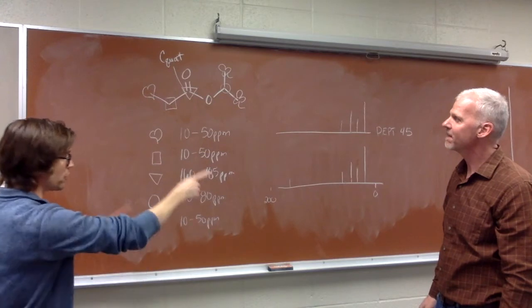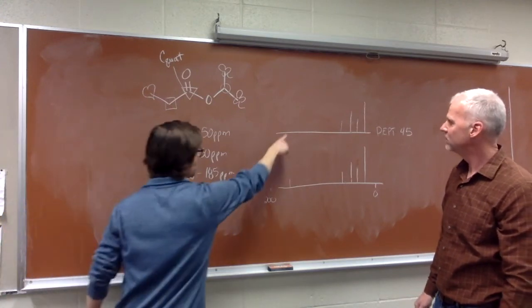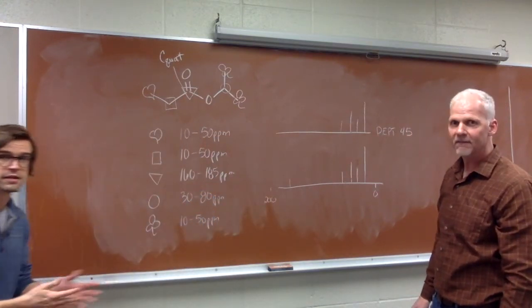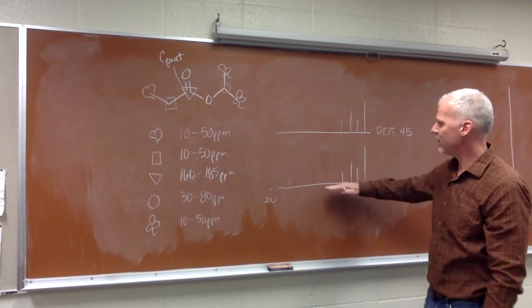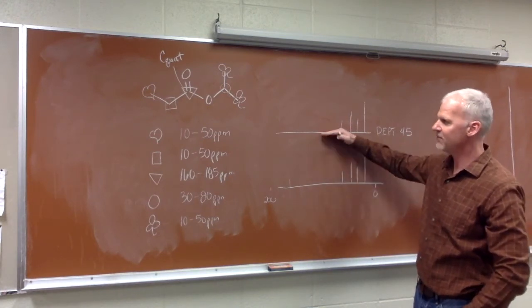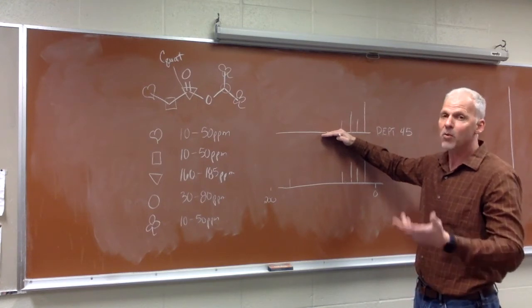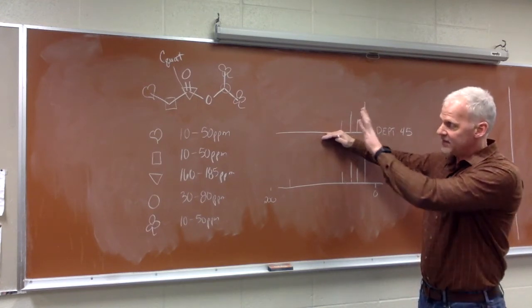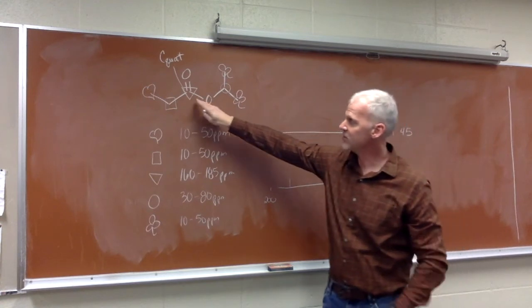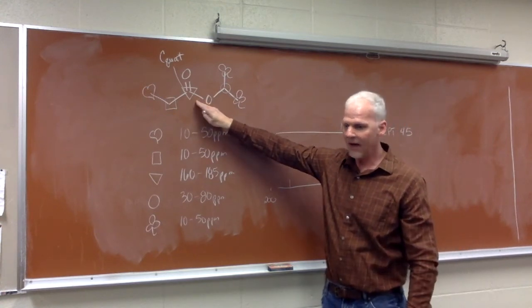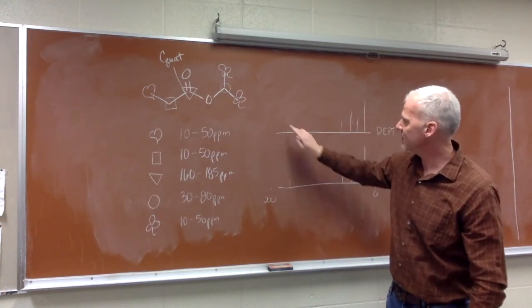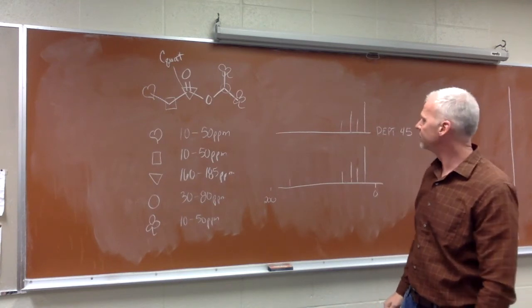Yep. So that one, Dr. Peterson was just saying, disappeared. It is no longer in the DEPT 45. That's right. So by comparing the proton decoupled spectrum to the DEPT 45, we can tell which carbons have hydrogens, and more importantly, which ones don't. So in this case, the carbonyl carbon of the ester is the only one that doesn't have hydrogens attached, and its absence from the DEPT 45 would confirm that for us.